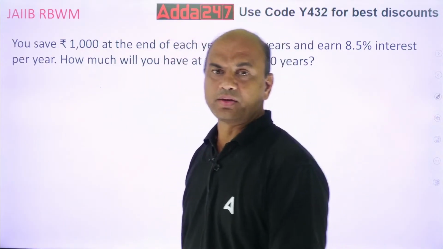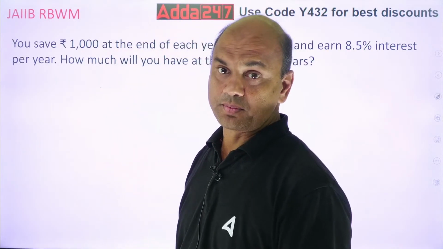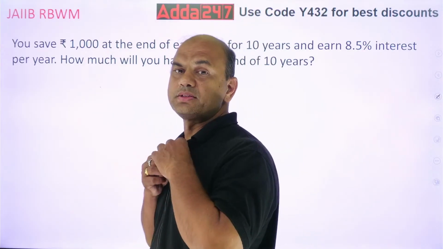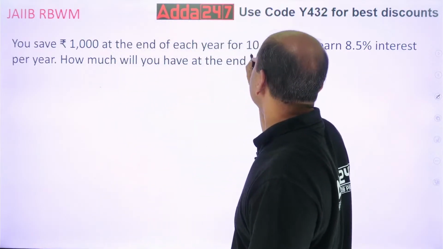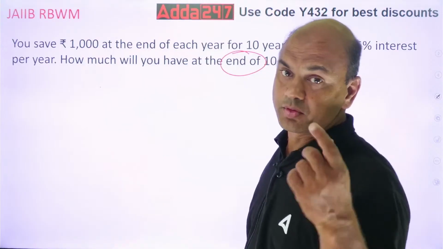This you might have had in your accounts also. So how to solve annuity? For solving annuity, you have to use a different formula. What is the formula? The formula for annuity is how much you will have at the end of the 10 years. End means what? After 10 years, what amount will you have?